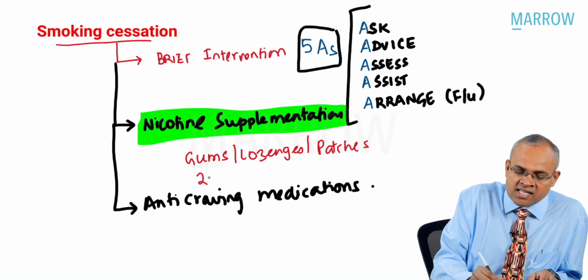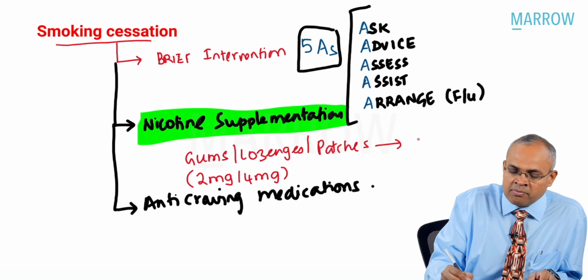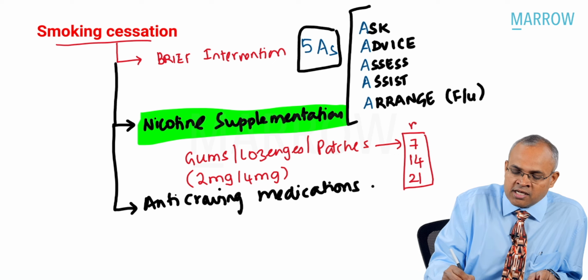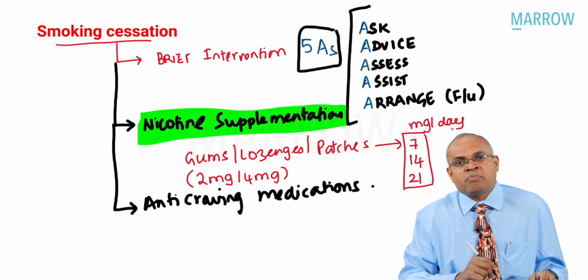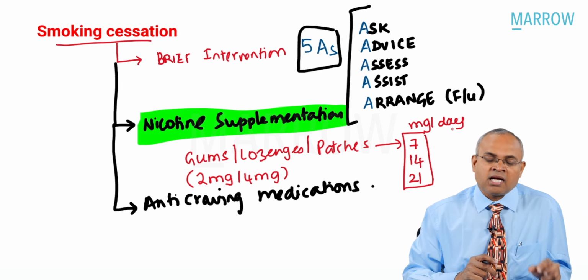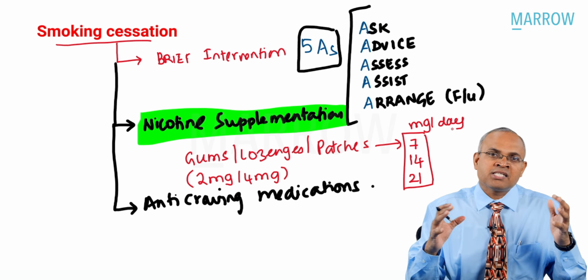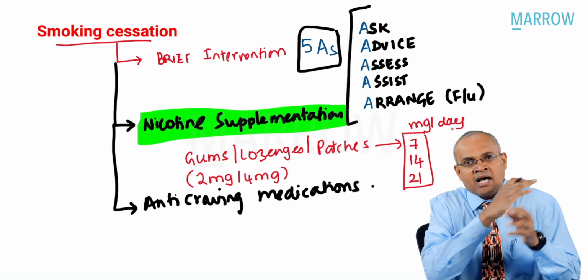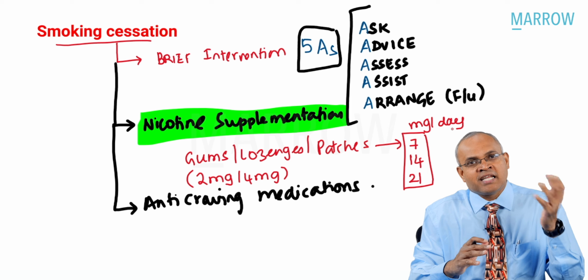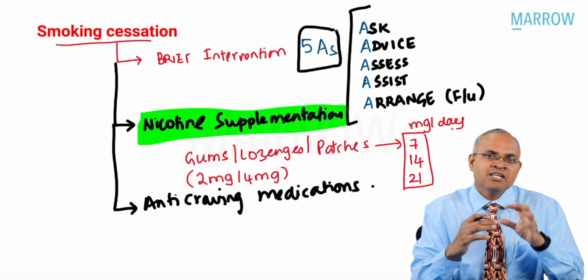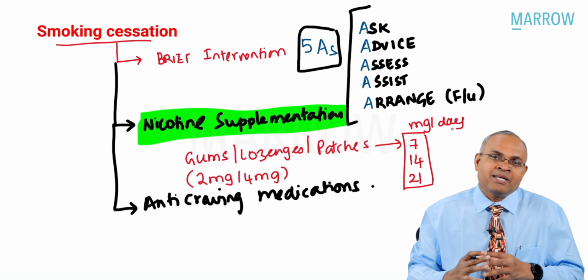Gums and lozenges are available as 2 mg and 4 mg nicotine. Patches are available as 7, 14, and 21 mg per day. The advantage of using a patch is you put a patch, allow it to be there 24 hours, next day you change it to the new patch, so there's not much work to be done by the patient.